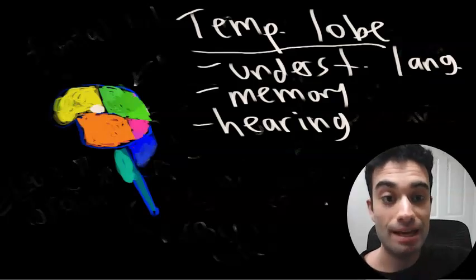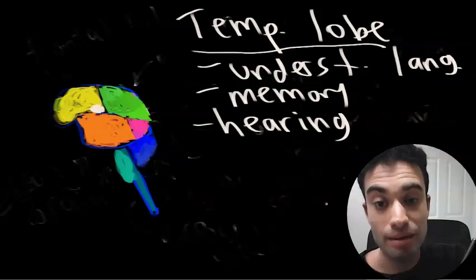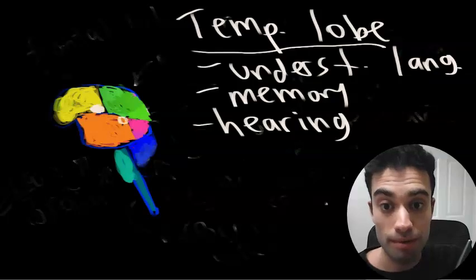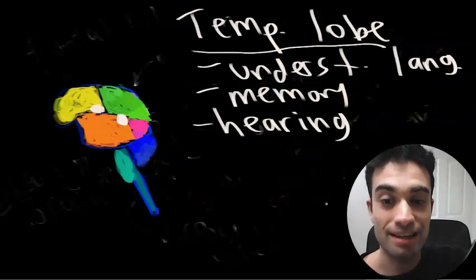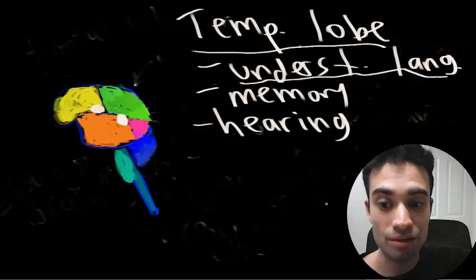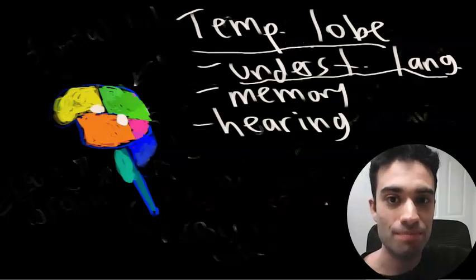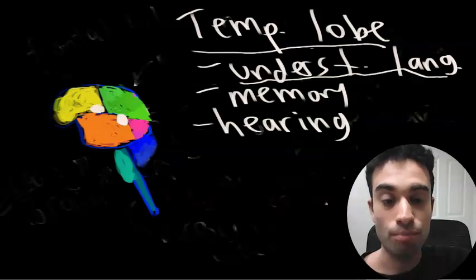And specifically, there's an area known as the Wernicke's area located in the temporal lobe, around here. So remember, the Broca's area was in the frontal lobe, and the Wernicke's area is in the temporal lobe, which is important for understanding language, understanding what someone else tells you. Language comprehension. Okay? So these are the functions of the temporal lobe.